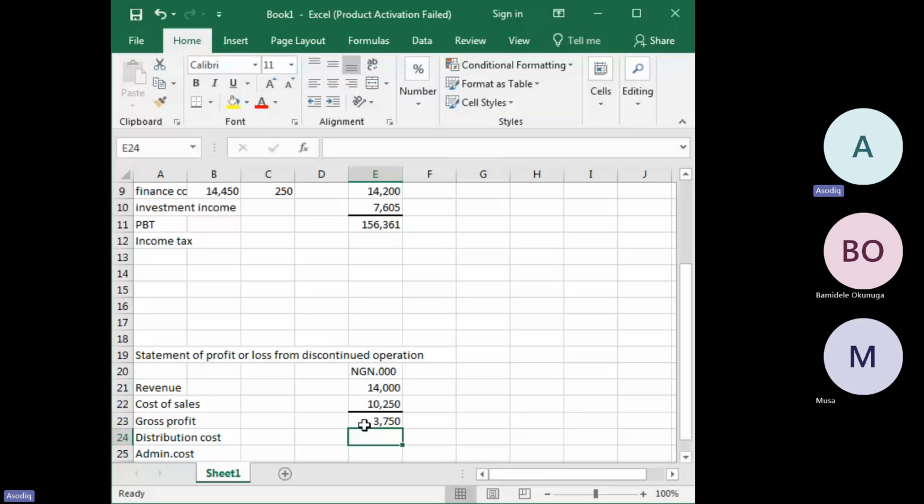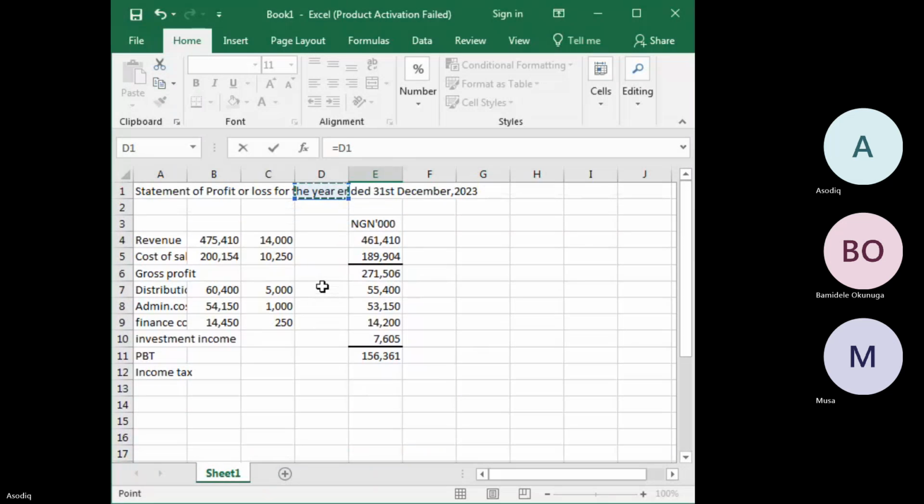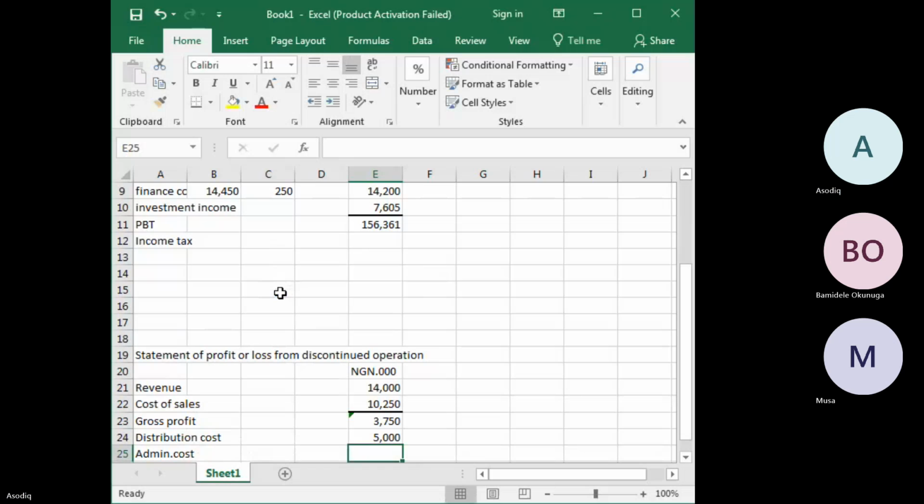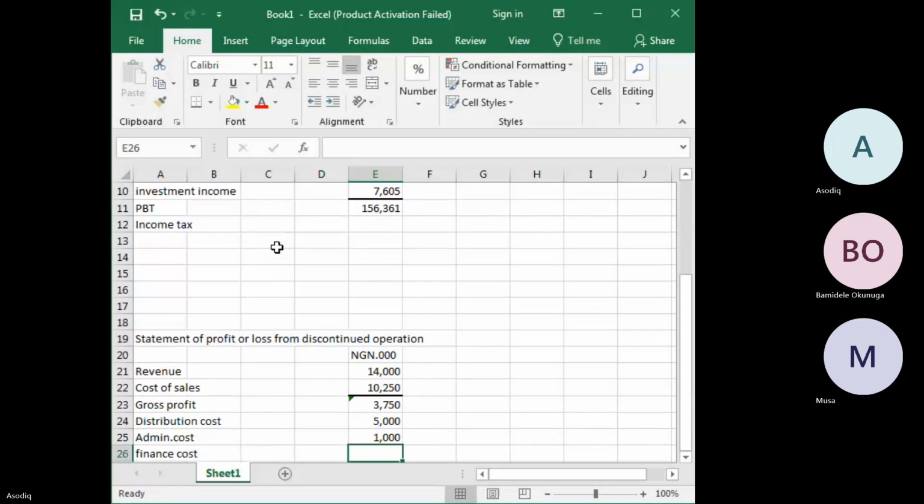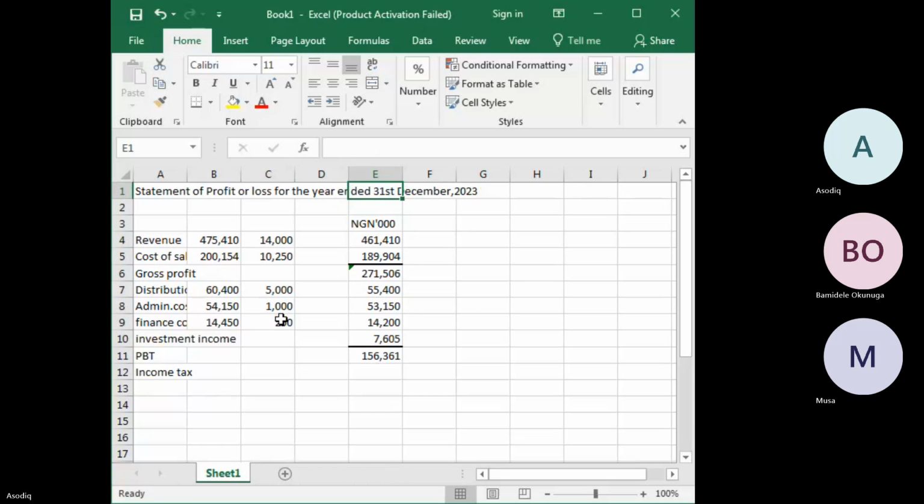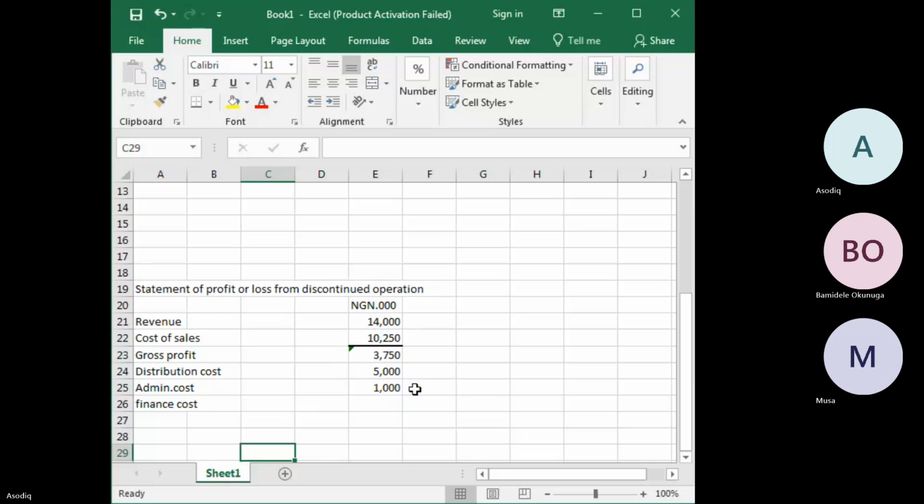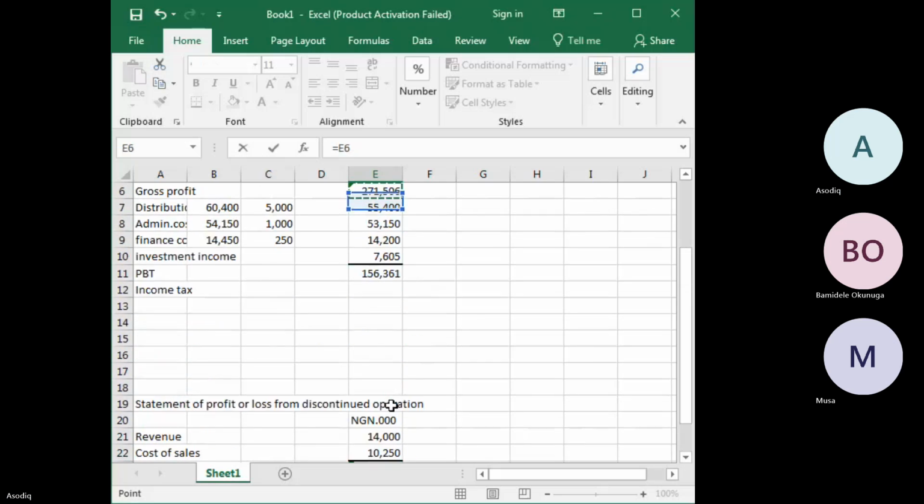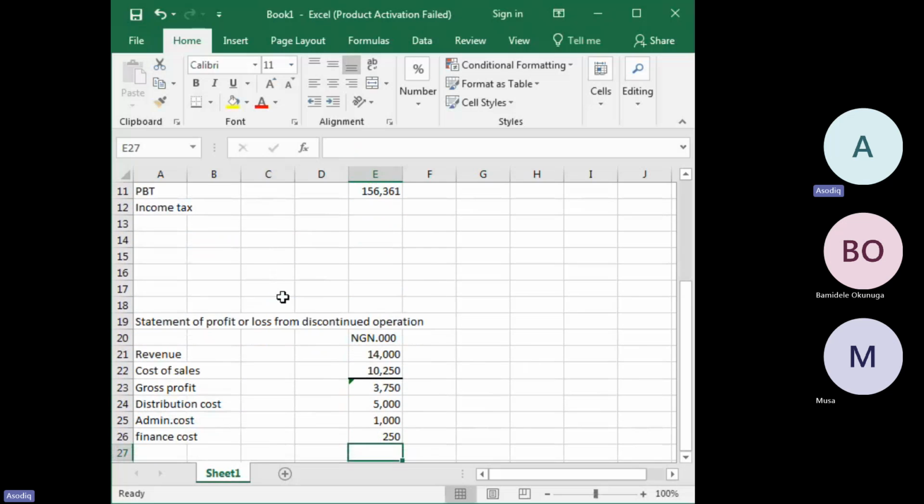So I have my distribution cost. I have my admin cost. I have my finance cost. Okay. So since I have that, don't forget, everything that belongs to this information is what we are making use of. Are you with me?